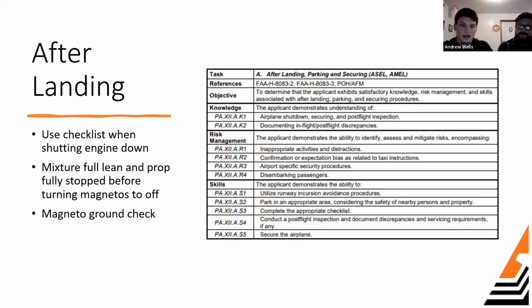All right. And our final slide is going to be the hardest maneuver. Yes. After a landing. So don't forget, even though the flight's done with, use that checklist. Never hesitate to pull that checklist out and go down the list. Obviously, when you shut it down, you want to make sure your mixture is fully in and that prop has fully stopped before you turn those magnetos off.